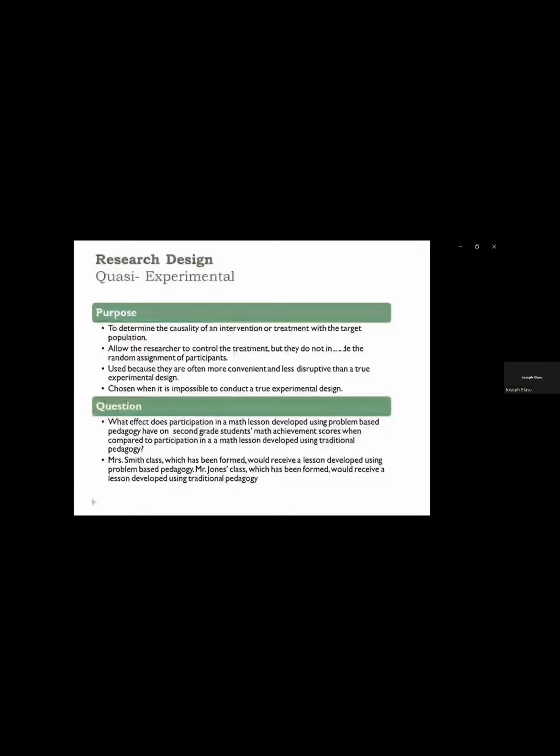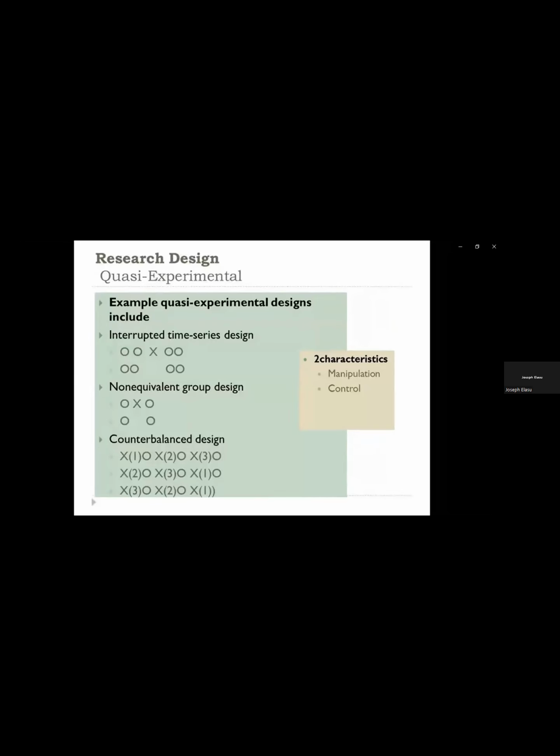Let's look at specific types of quasi-experimental designs. If you choose to conduct a quasi-experimental design, you may use one of these specific designs. Probably most prominent is the one that I just explained, and that's the non-equivalent pre-test, post-test control group design. And that's the middle one here, represented with our little X's and O's.